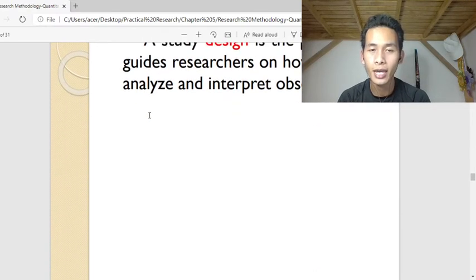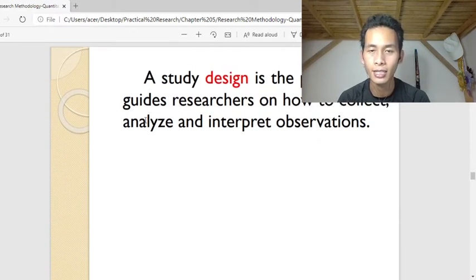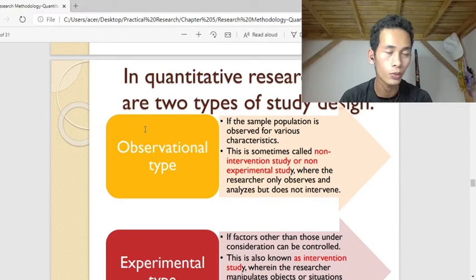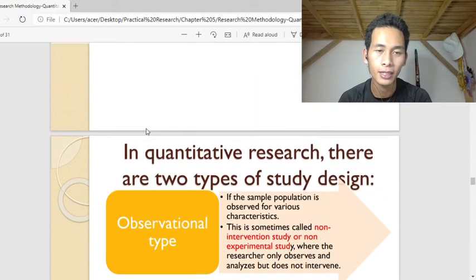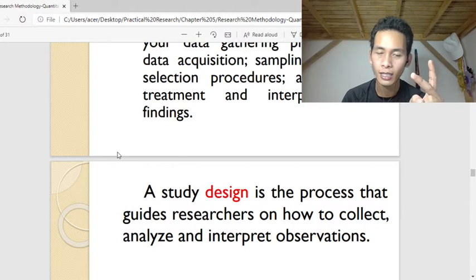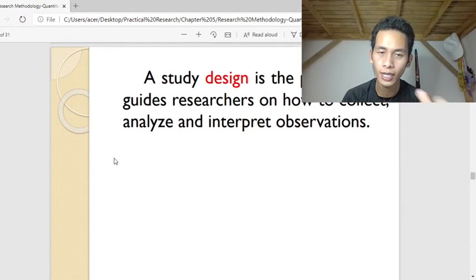Now, the research design has a study design. The study design refers to the process that guides the researchers on how to collect, analyze, and interpret observations. A study design is a process that guides you researchers on how you are going to collect the data, and how you are going to analyze and interpret the observations. Now, in quantitative research, there are two types of study design: observational type and experimental type. Take note, there are two types of research design, quanti and quali.